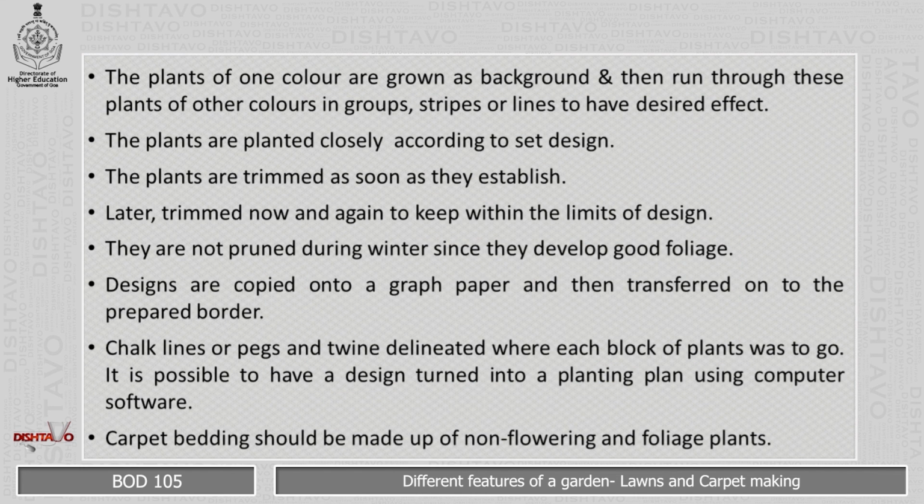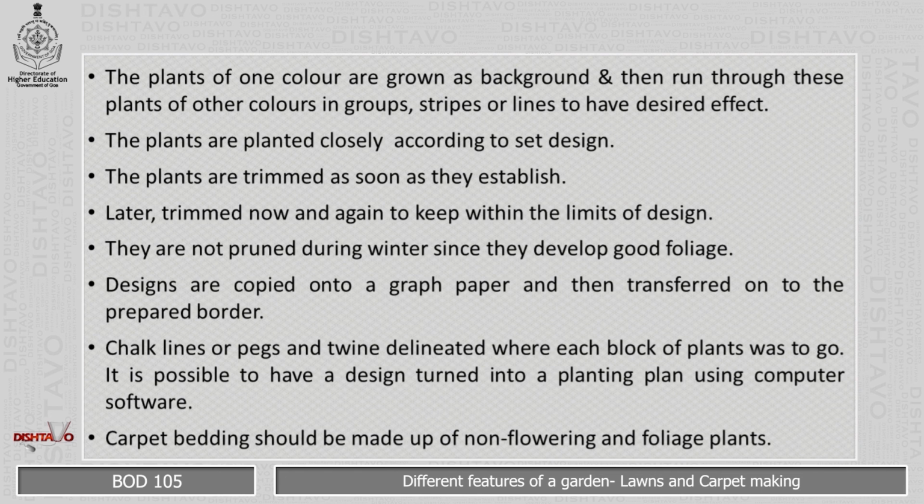The plants of one color are grown as background and then run through these plants of other colors in groups, stripes or lines to have the desired effect. The plants are planted closely according to the set design. The plants are trimmed as soon as they are established. Later, they are trimmed now and again to keep within the limits of the design. They are not pruned during winter since they develop good foliage.